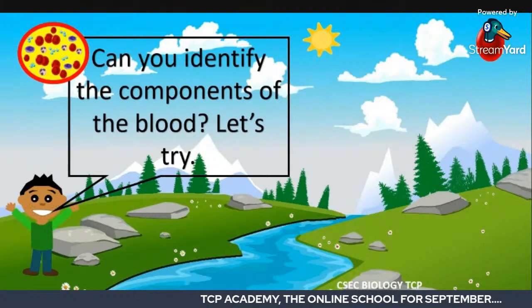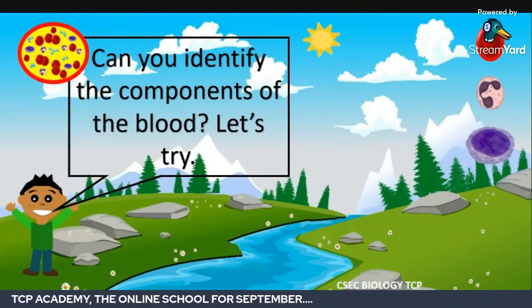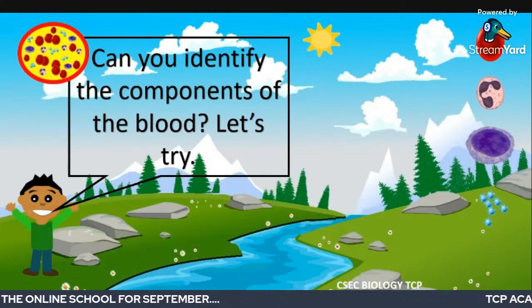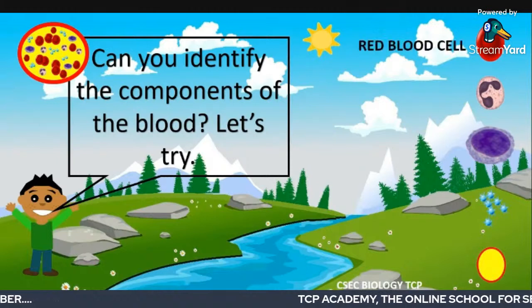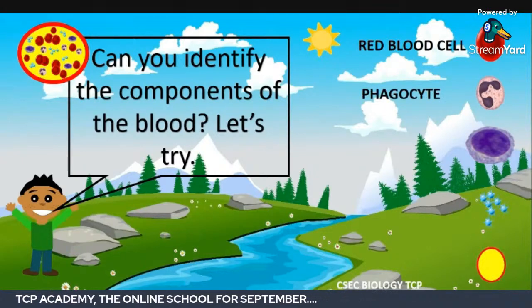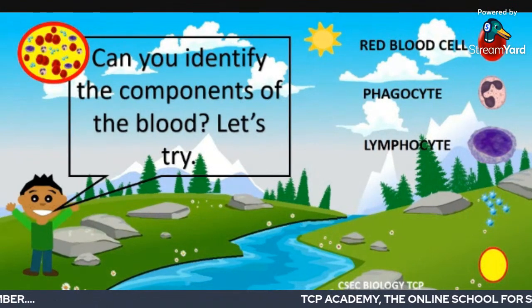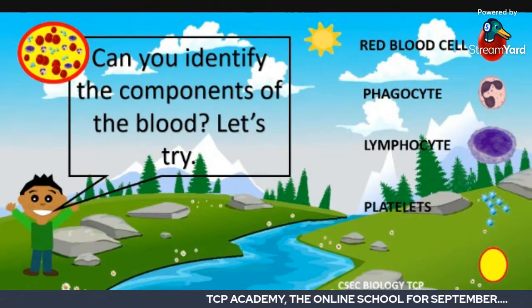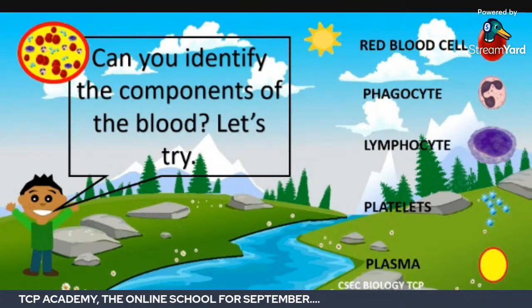Red blood cell, white blood cell, platelets, plasma. Red blood cell, we were correct. Phagocyte, that's a type of white blood cell. Lymphocyte, that's also a type of white blood cell. Platelets, and of course, plasma.